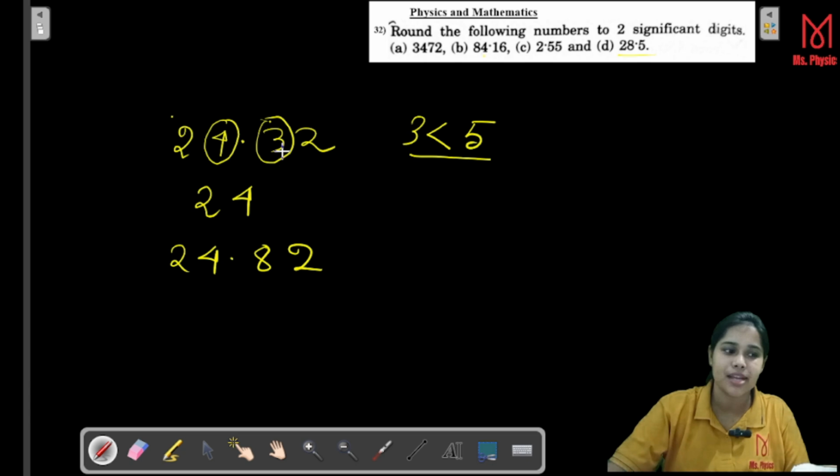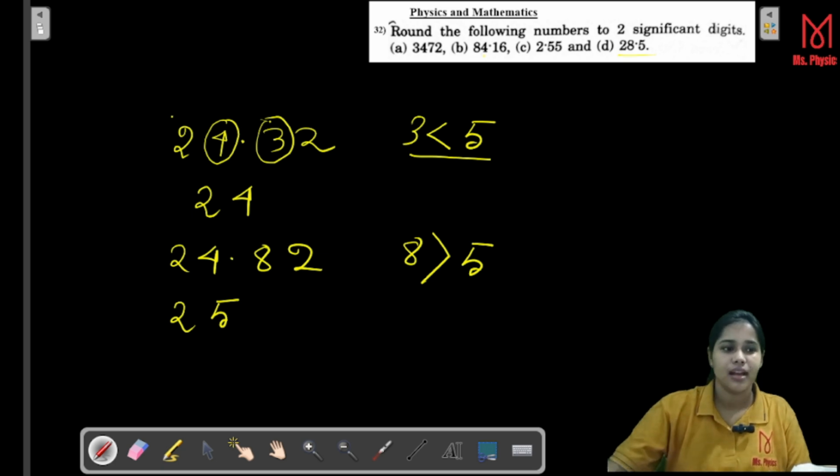Now suppose you have 24.82, the same thing, only instead of 3 you have 8. Here 8 is greater than 5. Then this 4 will not remain unchanged, but it will be added with 1. That is 4 plus 1, so 5 will be the answer, 25. This is the simple difference.